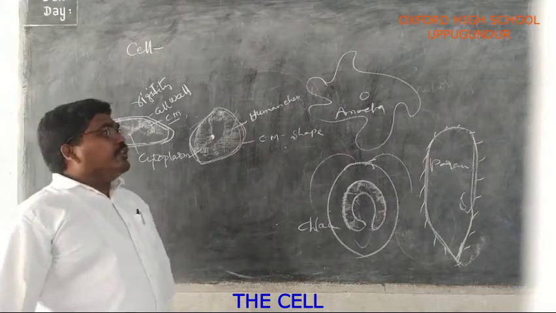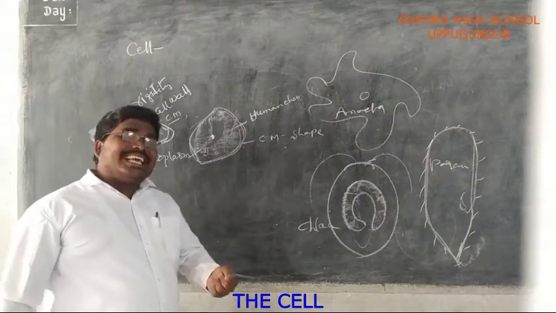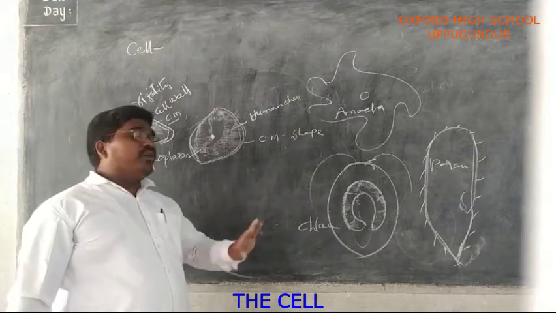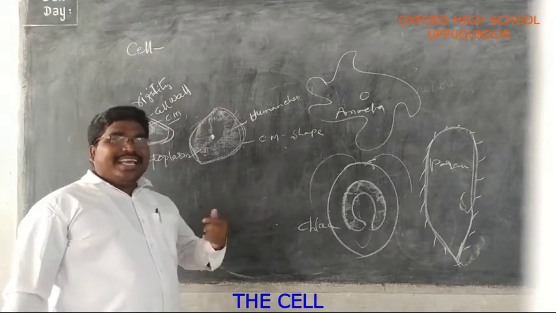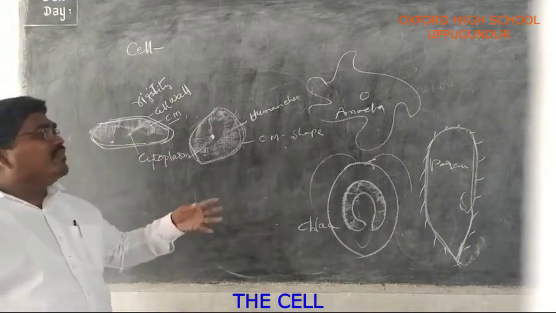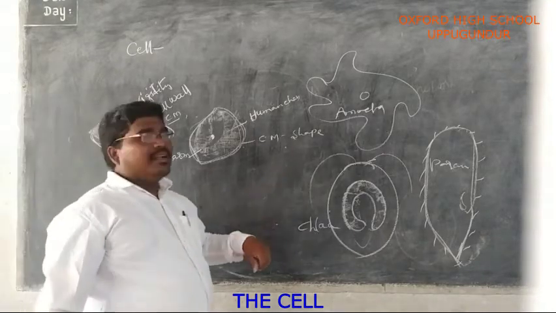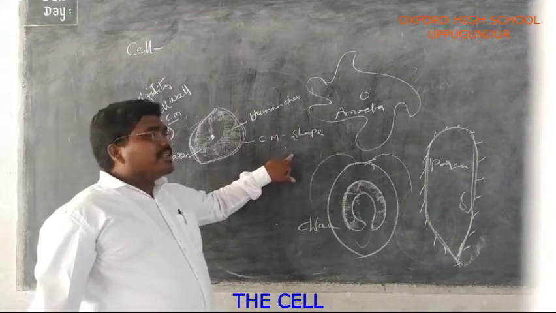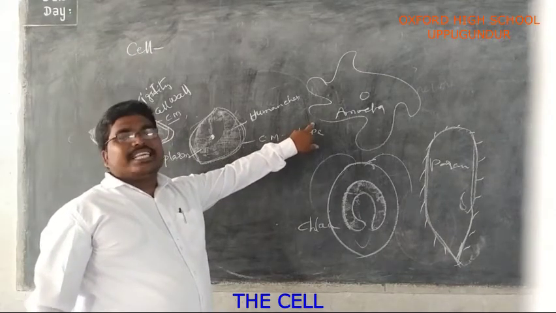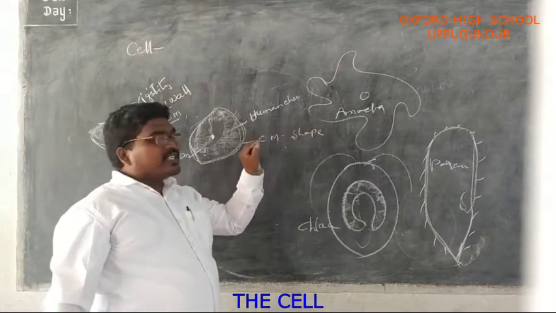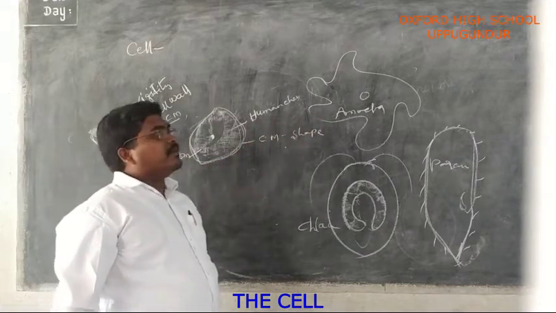In these living unicellular organisms, the single cell is able to perform all the life processes, including respiration, digestion, excretion, reproduction, everything. If you take the example of amoeba, it does not have any definite shape. It is also a single-celled organism.